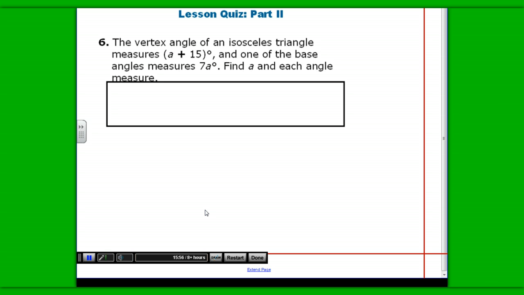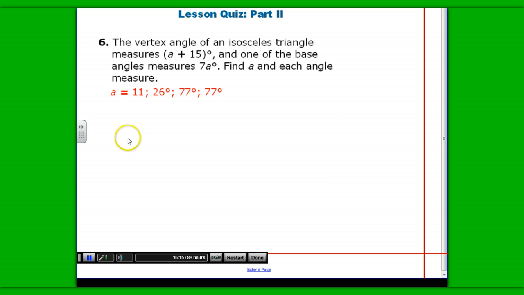The vertex angle of an isosceles triangle measures a plus 15 degrees. And one of the base angles measures 7 times a, 7a degrees. Find a and each angle measure. Pause, come back and check it out. Okay, and you should have found that a equals 11, so we have base angles of 77 degrees, and the vertex angle is 26 degrees. If you need to draw a picture, definitely do it. It's worth it.